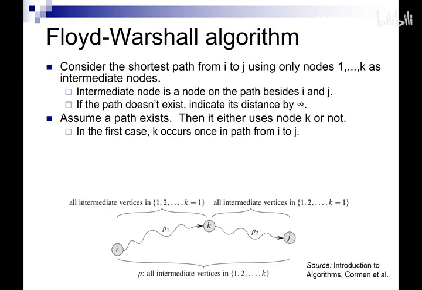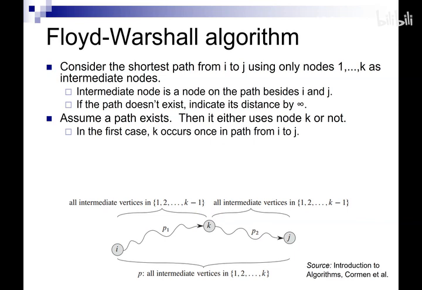So we're going from I to J, and somewhere in the middle. All of the intermediate nodes we're allowed to use are between 1 to K. We don't allow using any other nodes. Now if K is an intermediate node, then the path is going to look like this. It's going to go from I to K, and then from K to J. And also, when you go from I to K, all of the intermediate nodes are going to be between 1 to K minus 1.